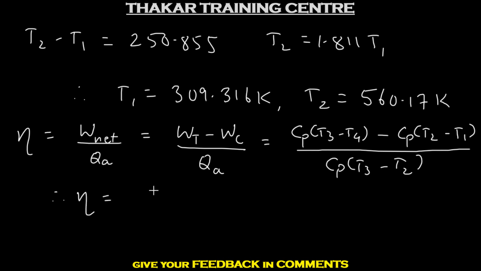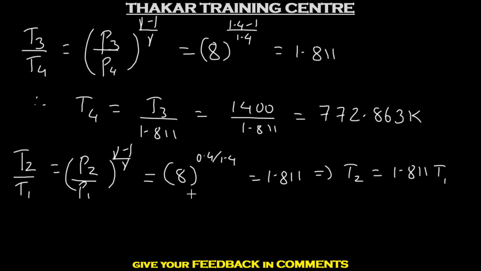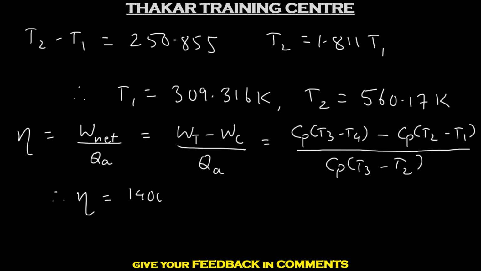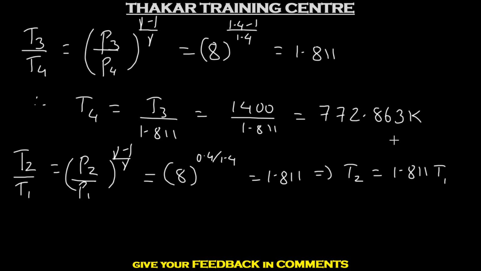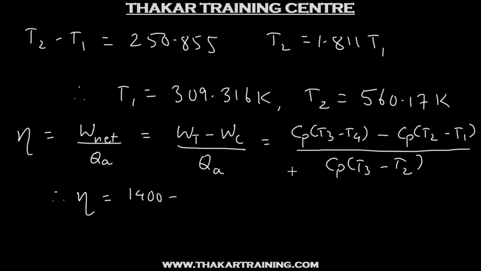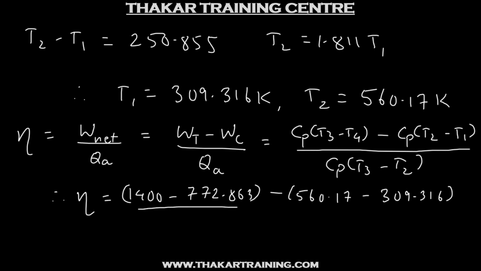So efficiency will be equal to, we have T3 is 1400 minus T4. T4 we found out was 772.863. Here is the value, 772.863 is the first term, minus (T2 minus T1). We have the values over here: 560.17 minus T1 is 309.316, divided by T3. T3 is, we have substituted over here, 1400 minus T2, which is 560.17.